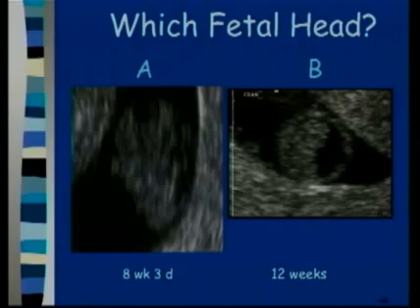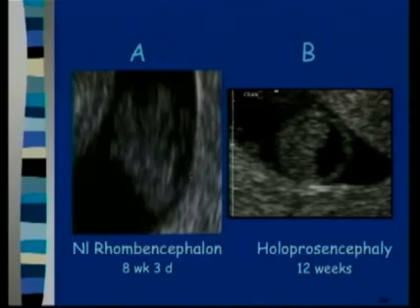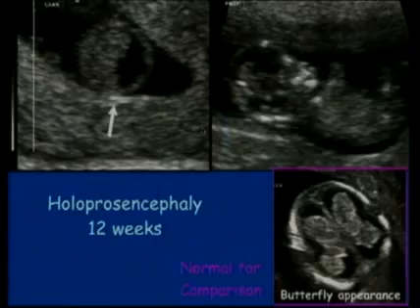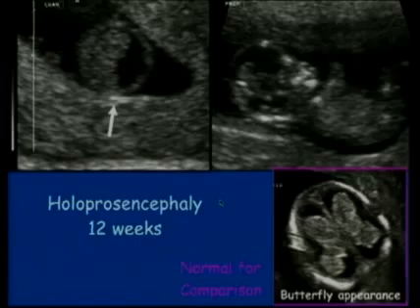Well, A is, here's another patient with the same finding, a cystic area. A is a normal rhombencephalon, and B is holoprosencephaly at 12 weeks. Here's another picture of that cystic collection in the head, which is a totally normal structure at 8 weeks. So here's holoprosencephaly, and it should look like this normal butterfly appearance to the choroid. In contrast, this is holo.